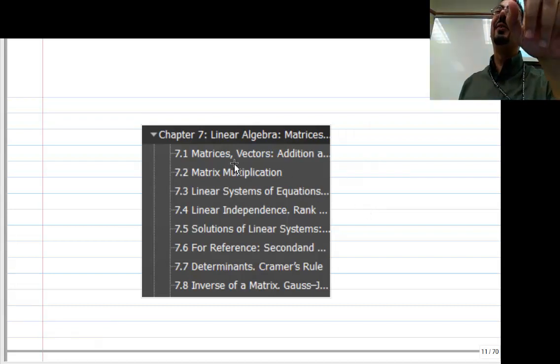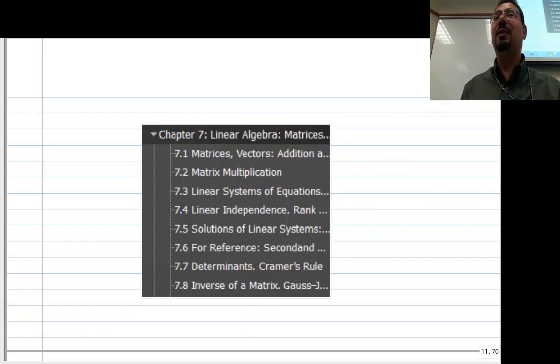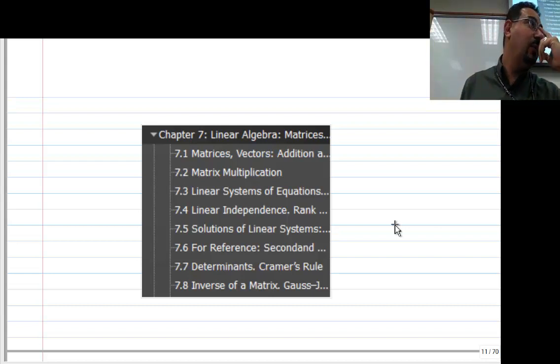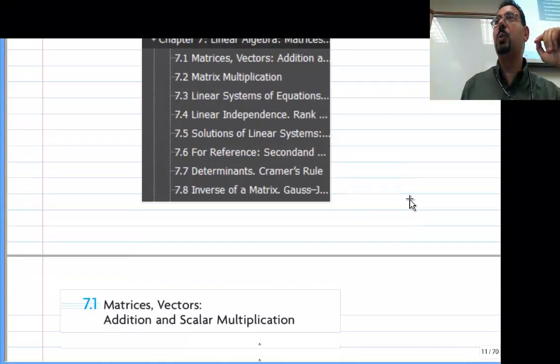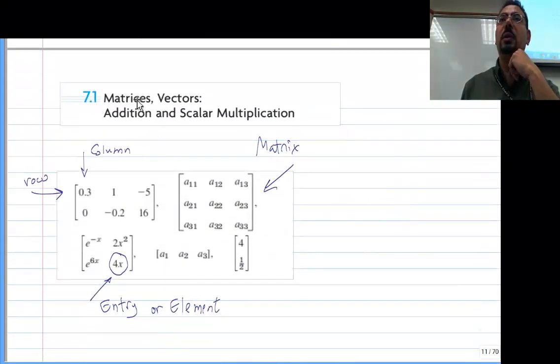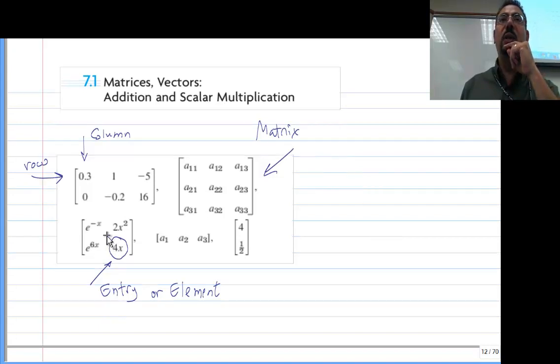So here are the topics that we are going to cover in chapter 7. Basically, it's how to deal with a linear system of algebraic equations, how we can solve them. And so of course we will have to learn about matrices and vectors. That's the first step. So what is a matrix?